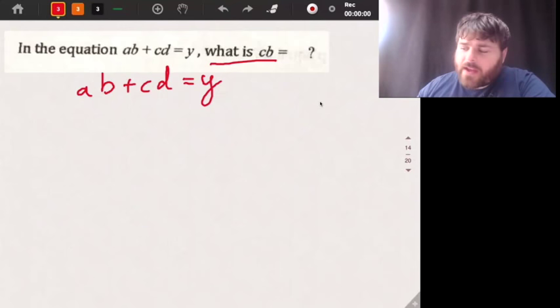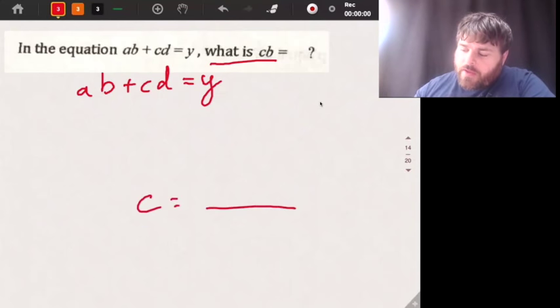If I can solve for C, then I can multiply that by B, and I'll have it, right? If I can get C by itself, then I just multiply it by B, and I'm going to have C times B. I mean, it's not pretty, but it's what it is. It's just one way to do this. All right, so let's go ahead and try solving for C.